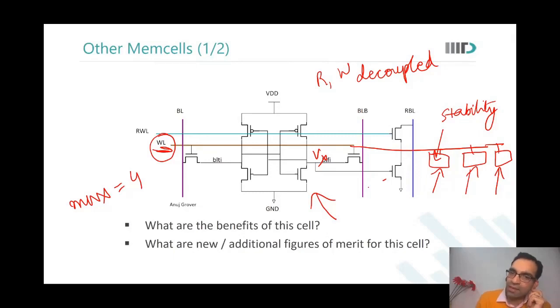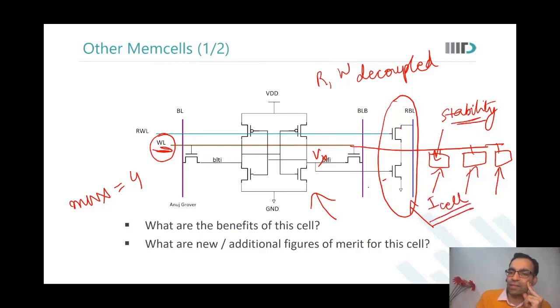What this means is that, in a sense, while you have decoupled read and write ports, the stability requirement still is similar. However, your read current can now be completely independently adjusted. So I cell now becomes independent of SNM constraint.